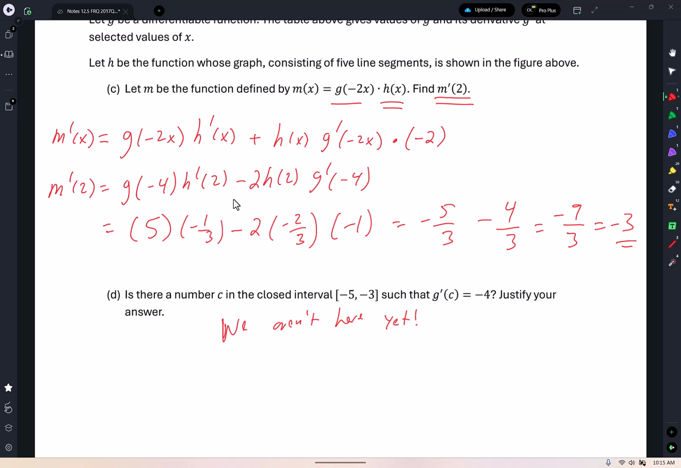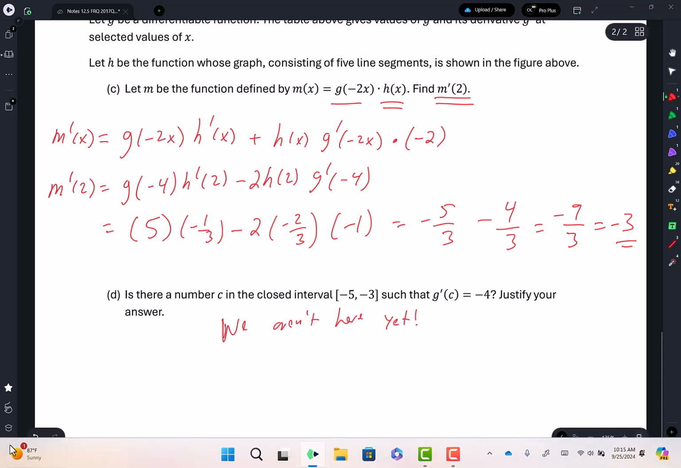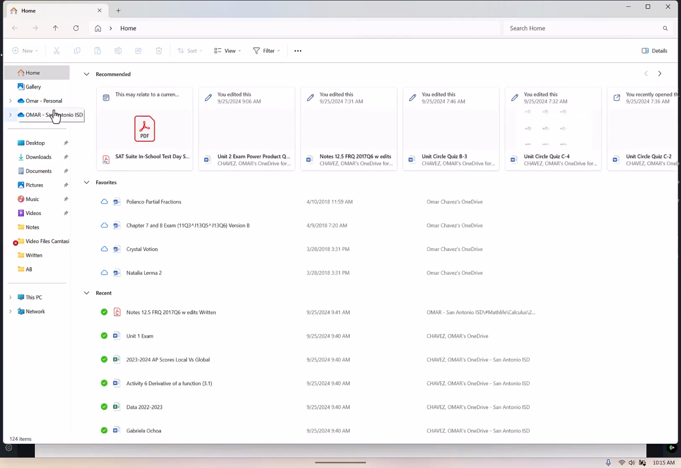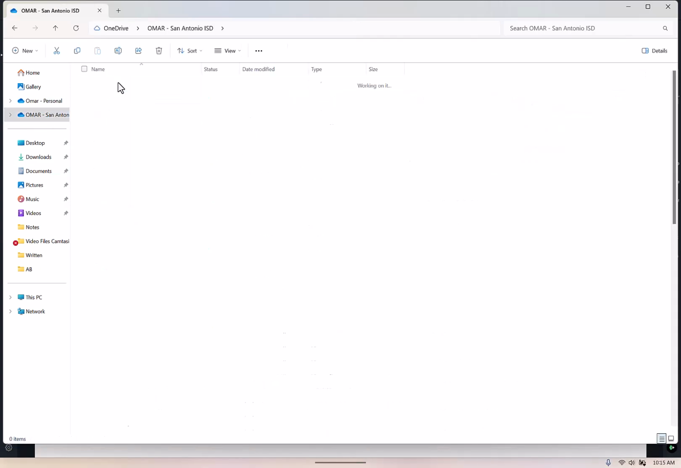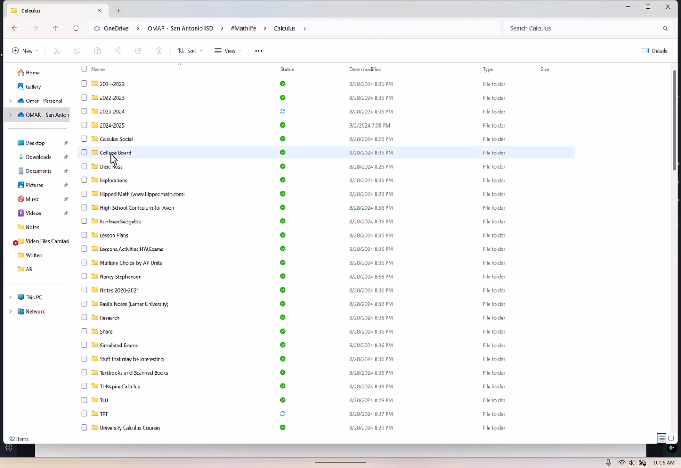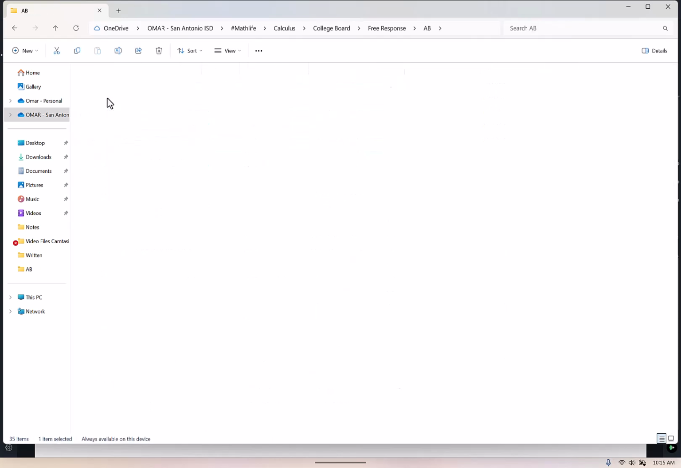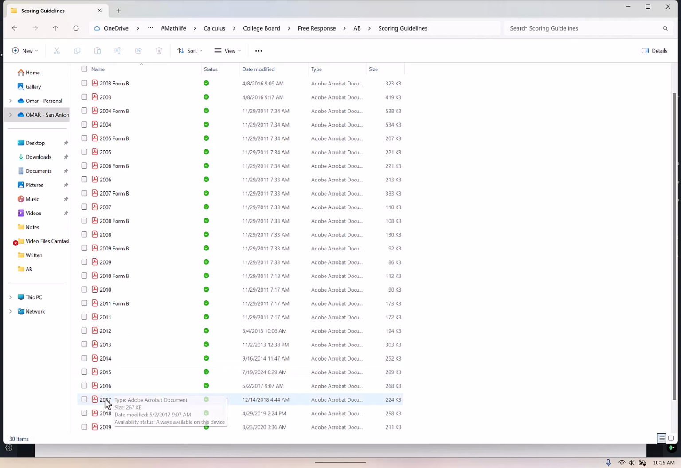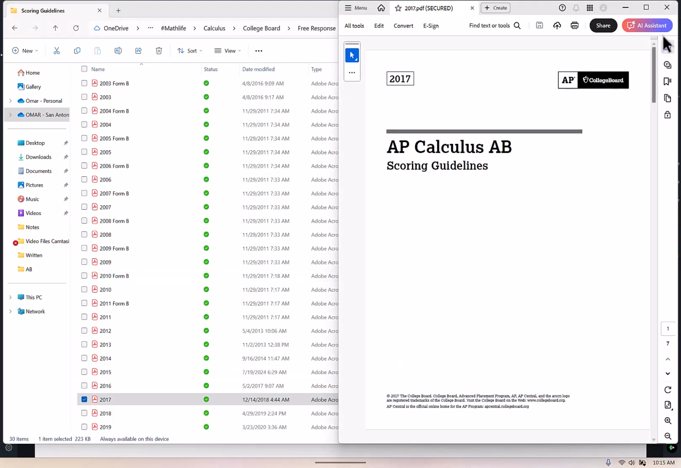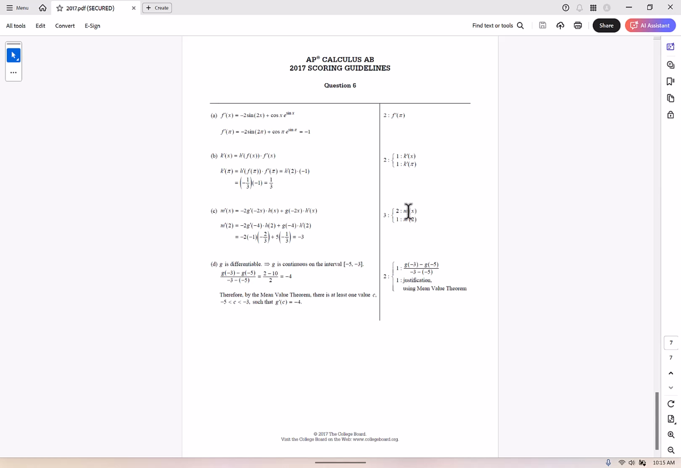Do you guys want to see the rubric? All right, let's see it together. I'm going to go to my little personal stash here. College Board. All right, here it is.